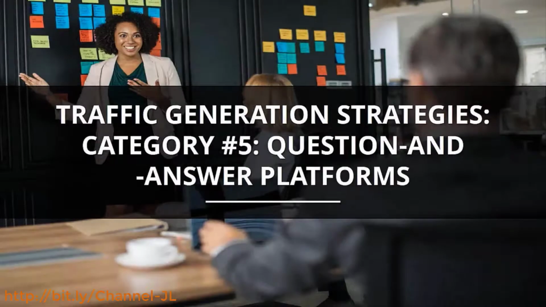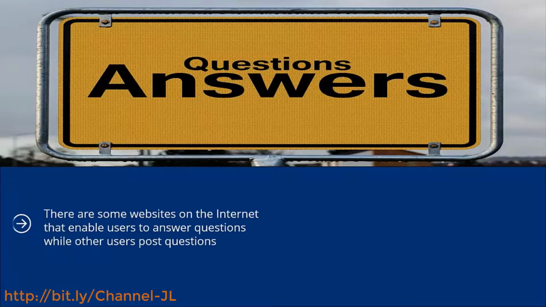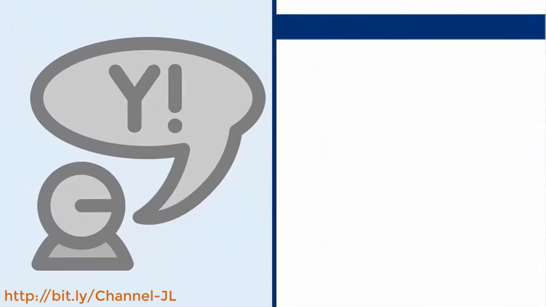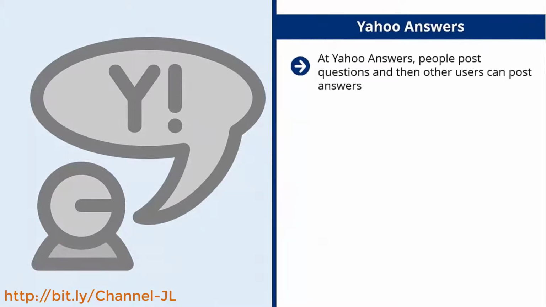Traffic generation strategies, category number 5, question and answer platforms. There are some websites on the internet that enable users to answer questions while other users post questions. These community platforms are very useful, especially when it comes to highly specialized information. I've listed 2 of the biggest examples of these platforms, but there are actually quite a number of them online. Yahoo Answers. At Yahoo Answers, people post questions and then other users can post answers.